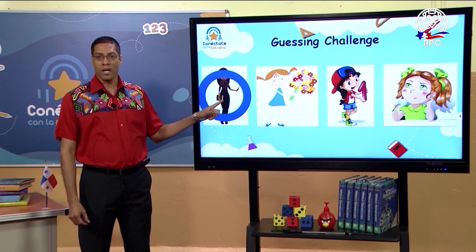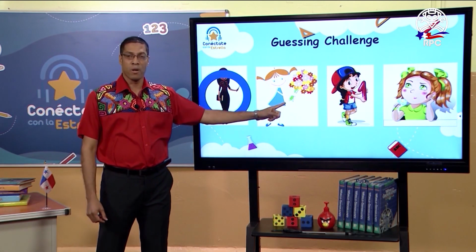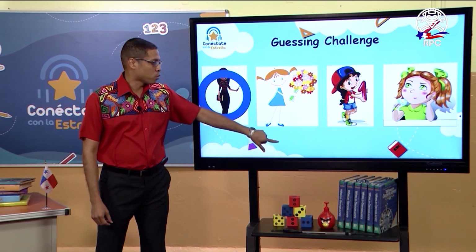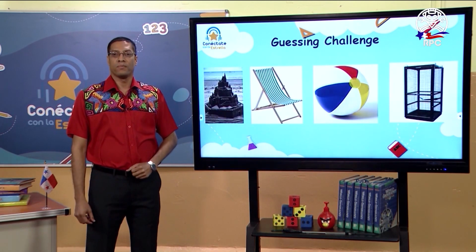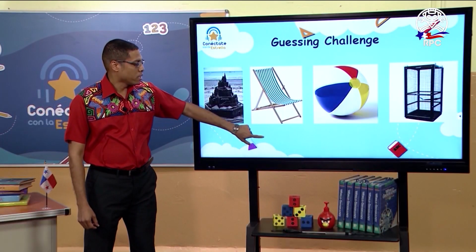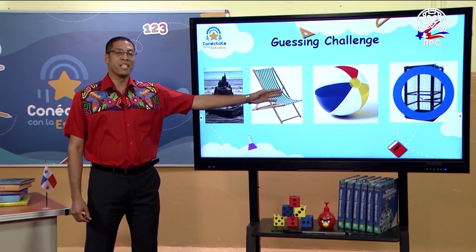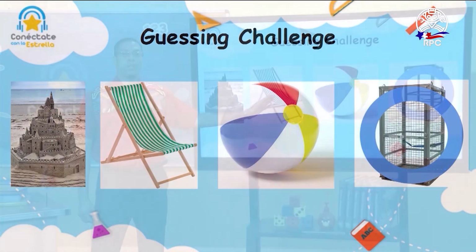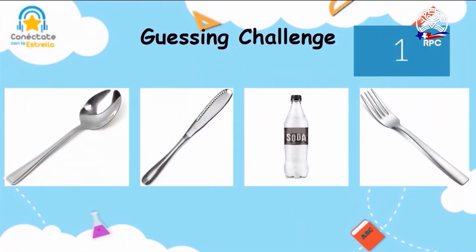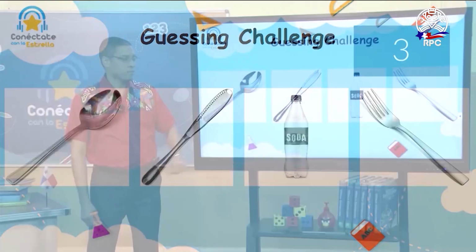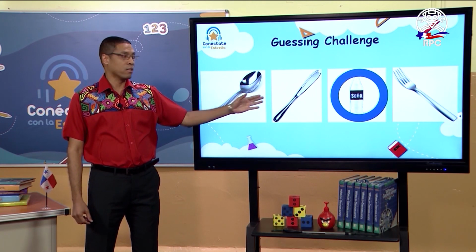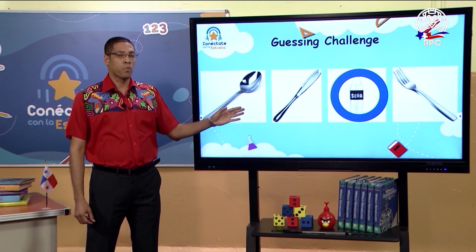Okay, image number 1 is the one that is different because everyone else is a child. In this image, we have a young adult. Next one. Okay, image number 4 is different. It is a cage. Everything else are beach objects. Image number 3 is the different one. It is a bottle. The other images are kitchenware.